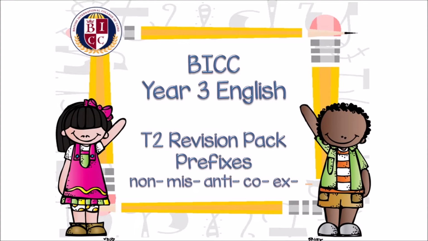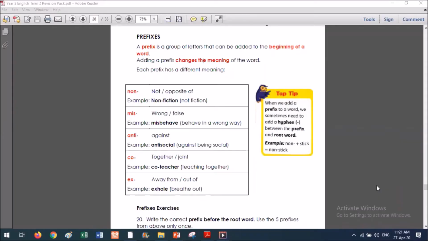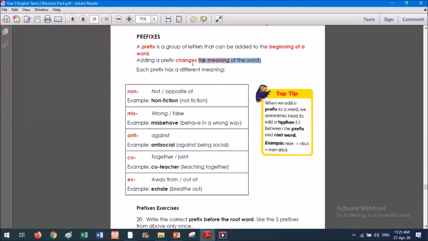Hello Year 3. Today for English we're going to be looking at the prefixes non, mis, anti, co, and ex. Prefixes are a group of letters that can be added to the beginning of a word. Adding a prefix changes the meaning of the word, so each prefix has a different meaning. These are the 5 that we studied in our books, and the 5 that we're going to focus on.